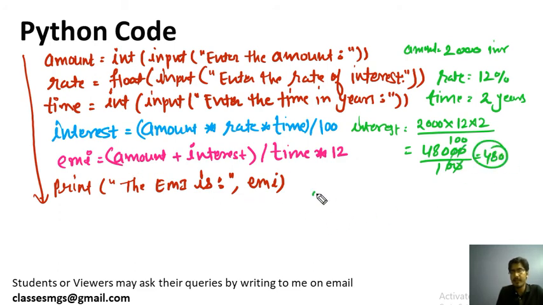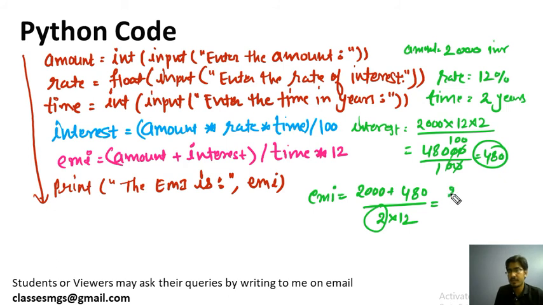Now we will calculate the EMI. EMI will be 2000 plus 480 divided by 2 into 12. Why 2 into 12? Because we have taken the input in years and you want it in months, so it will be 2480 divided by 24. Divide and you will get the answer. So this is how this Python code will work. Let me go and type it into the editor and see how it is working.